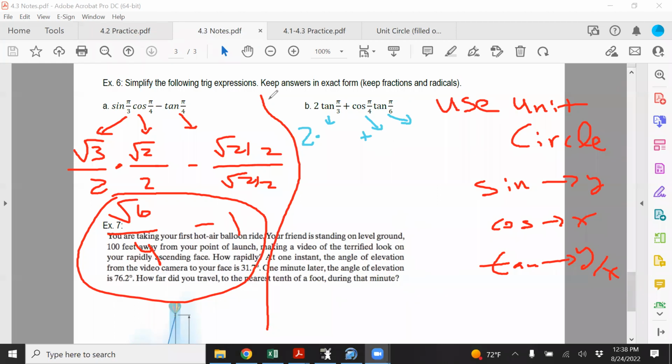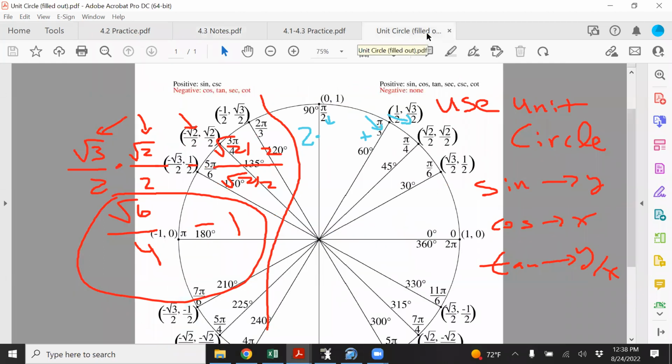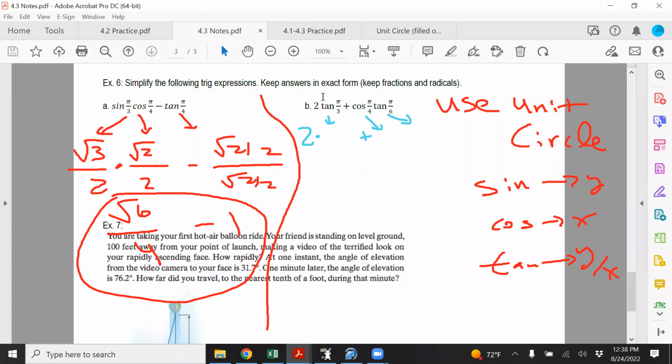So 2 times, okay, pi over 3. Let's look at that one. Pi over 3 is right here. And you want tangent, right? So you're going to do root 3 over 2 over 1/2. It would be root 3, exactly. Good. Let me make a little more space here. I need more space.